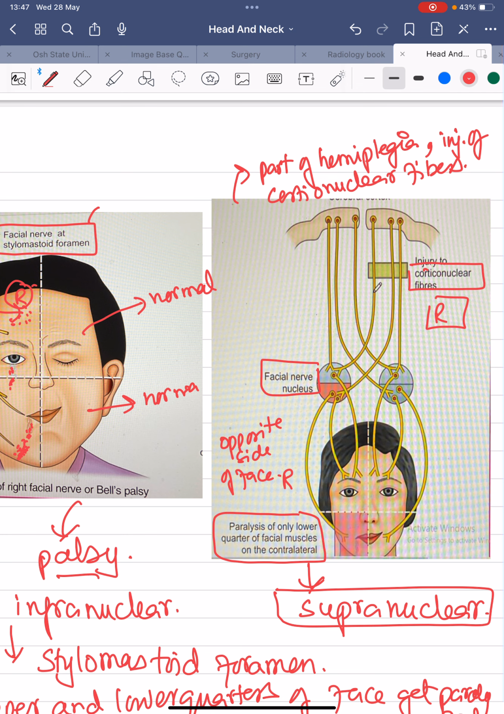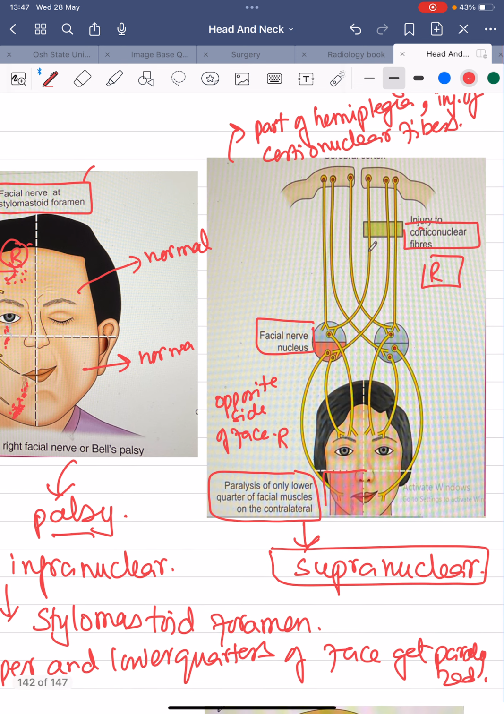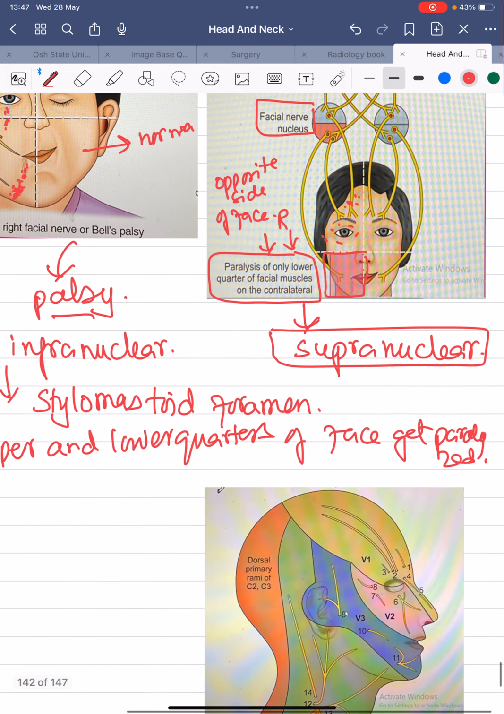Okay, and only the lower quarter of the opposite side of the face will become paralyzed. The upper quarter, for example the frontalis muscle and orbicularis oculi muscle, will escape, because it is getting bilateral representation from the other side, so it is not going to be damaged. So here the patient can open the eye, can close the eye, and wrinkles will form normally. Please remember, this is your supranuclear lesion and infranuclear lesion.